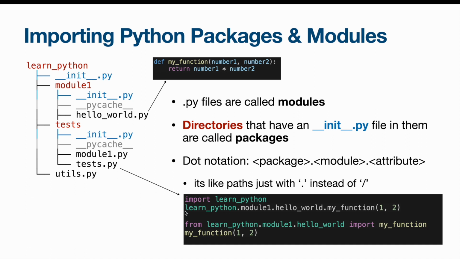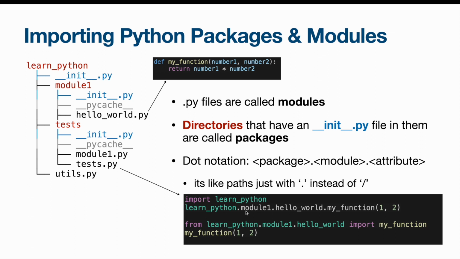So in Python, we have import statements, and this is what they look like. These are two different ways that I'm showing of how you might import this function from the hello world module. The first one, we're just going to import this top level package. So from test.py, we can import the learn Python package. And then we can refer to anything that is in here by using its path in dot notation form. So we start at learn Python dot module1 right here, dot hello world, dot myFunction, which exists in hello world. And this is a call. We're going to invoke it.